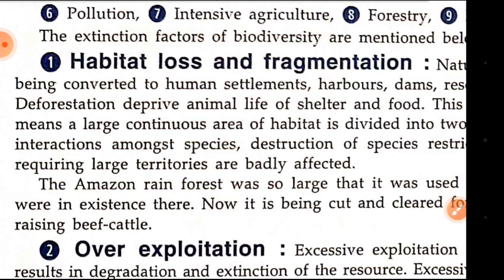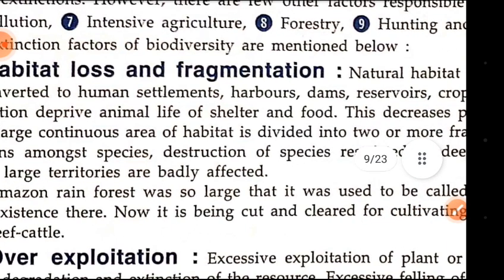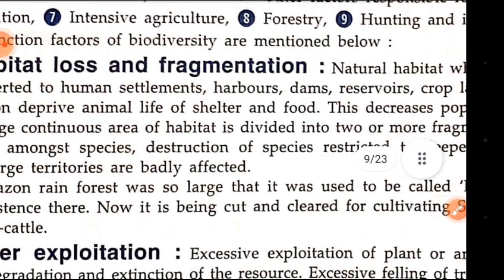So this is the main reason why animals are coming out from that place, because in a small place it is difficult to keep them. So due to deforestation, we are depriving the animal life. Their shelter is going to be destroyed. Their food is also going to be lost. Now this decreases the population of many species.